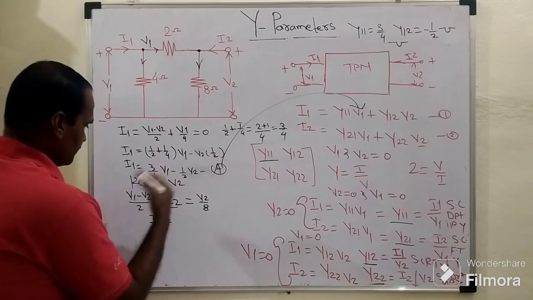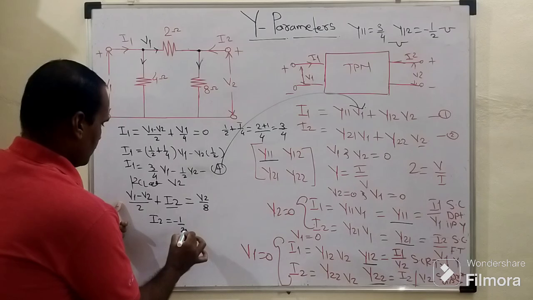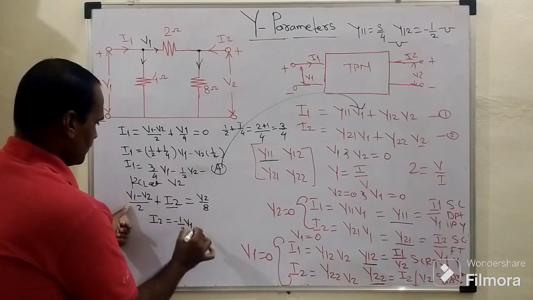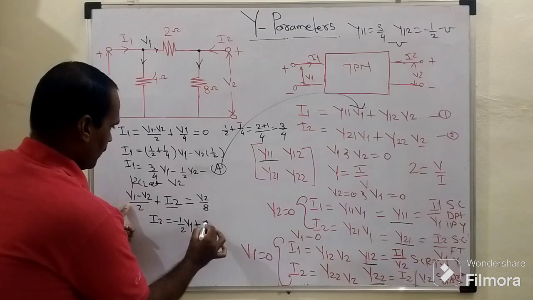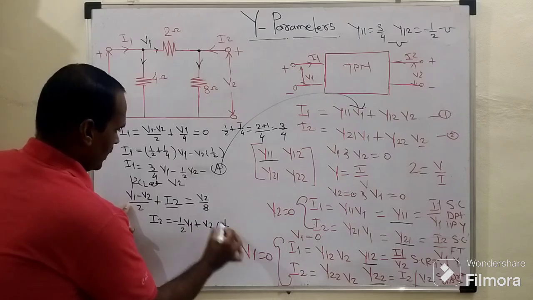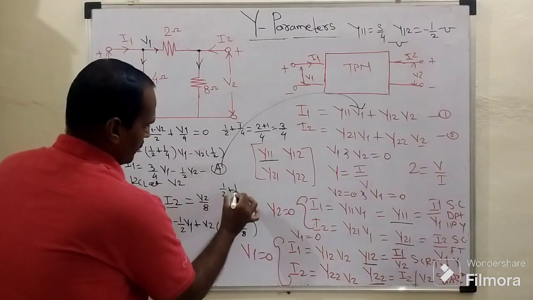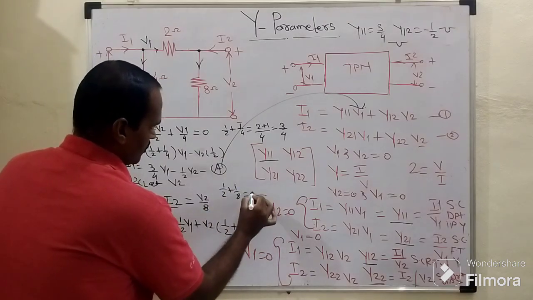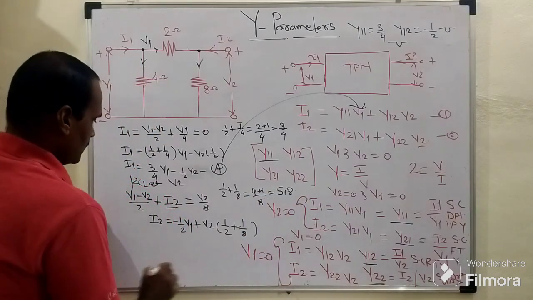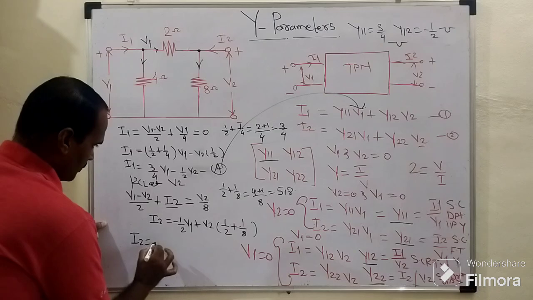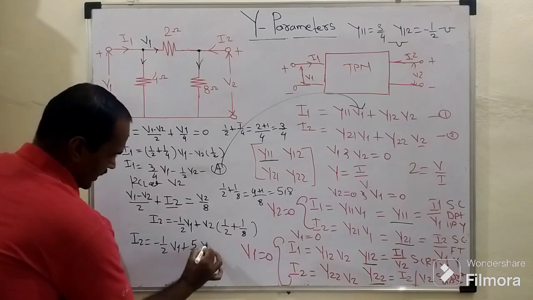So I2 equals this: V1 will get shifted to the right hand side, so it will become minus 1 by 2 times V1. The minus V2 by 2 will become plus, so plus V2 into 1 half plus 1 by 8. If the LCM is 8, it will become 4 plus 1, 5 by 8. So equation number 2 becomes I2 equals minus 1 half times V1 plus 5 by 8 times V2.